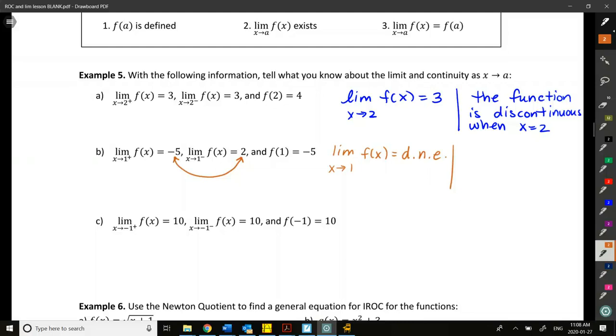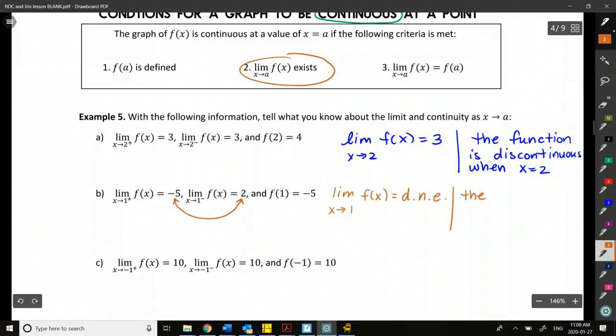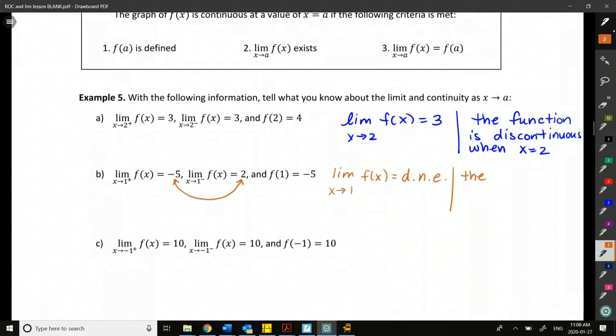Discontinuous. Why discontinuous? Because there's no limit. Yeah, so first, the limit has to exist. If the limit doesn't exist, then the conditions for continuity are botched. We have to have the limit existing at that particular x coordinate. As soon as that doesn't happen, it's not continuous at that point. So we say the function is discontinuous when x equals 1.